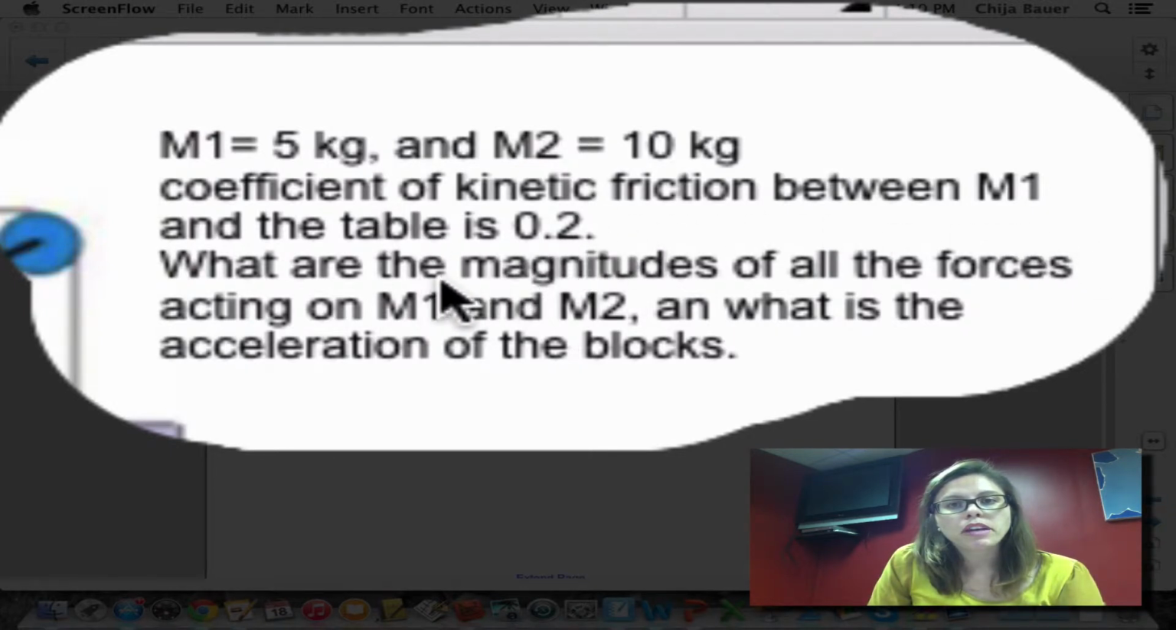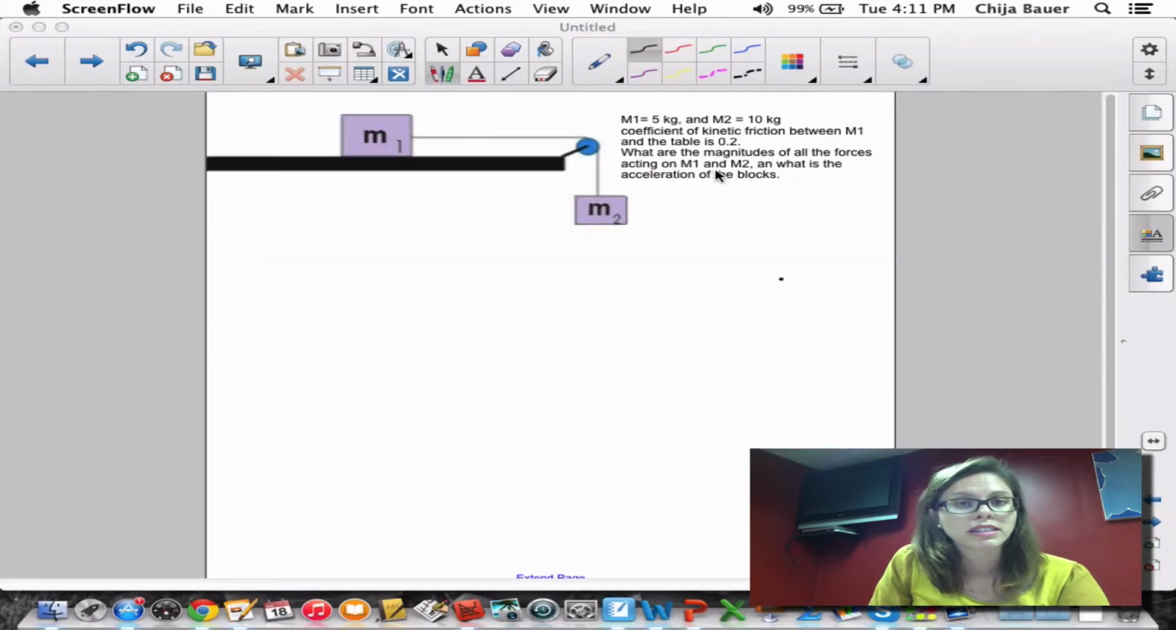0.2. We're asked to find the magnitude of all the forces acting on M1 and M2, and what is the acceleration of the boxes.